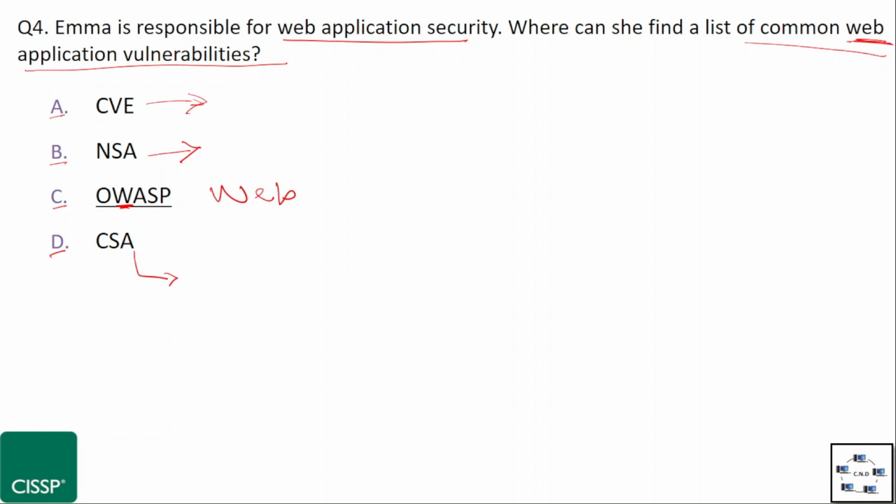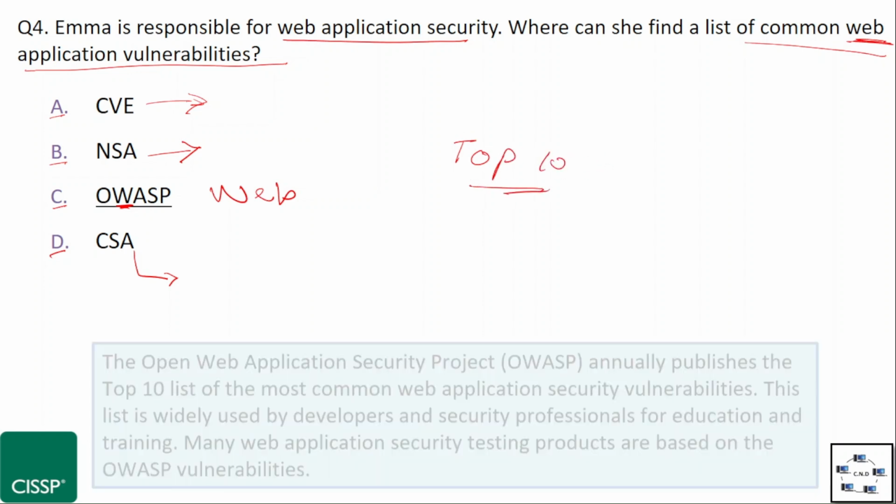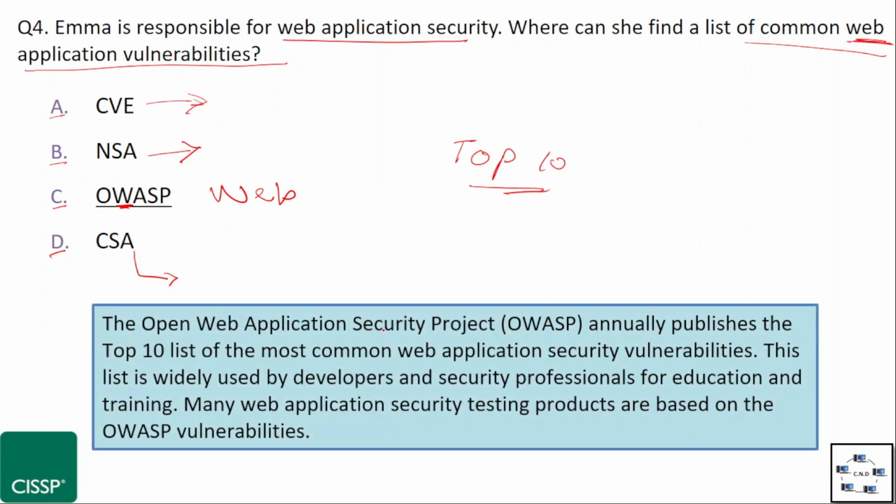So OWASP has the list of most common web application vulnerabilities, also known as the top 10 most common web application vulnerabilities. The Open Web Application Security Project, OWASP, annually publishes the top 10 list of the most common web application security vulnerabilities. This list is widely used by developers and security professionals for education and training. Many web application security testing products are based on the OWASP vulnerabilities.